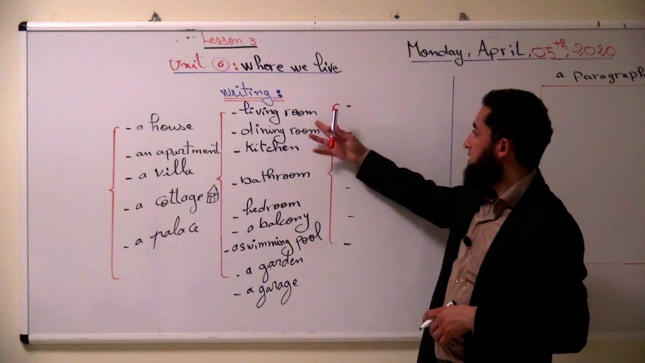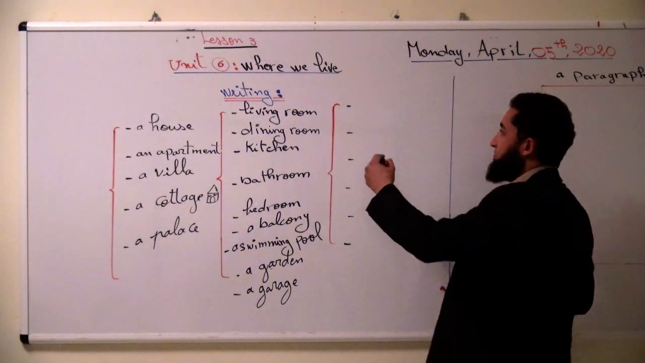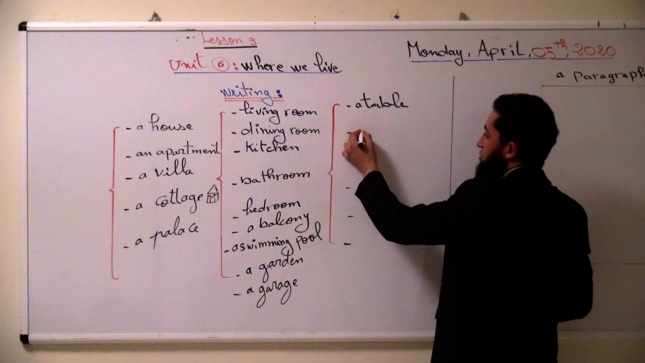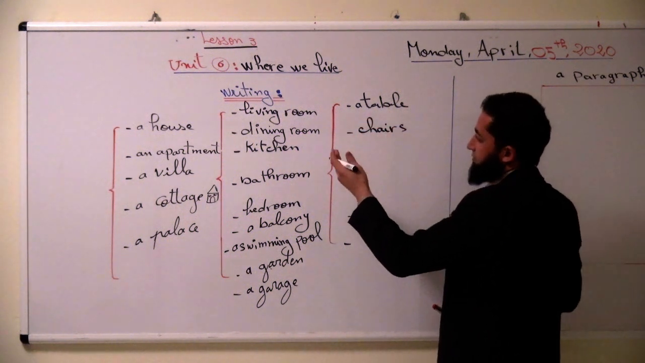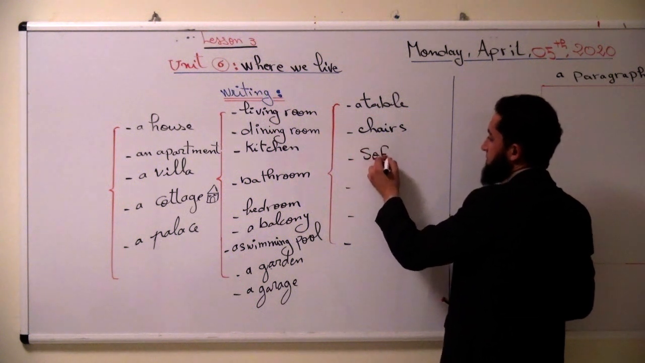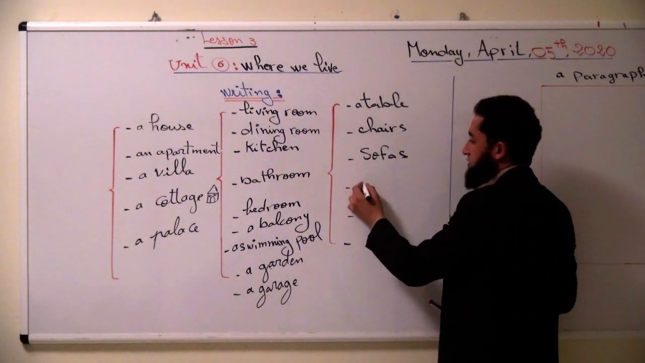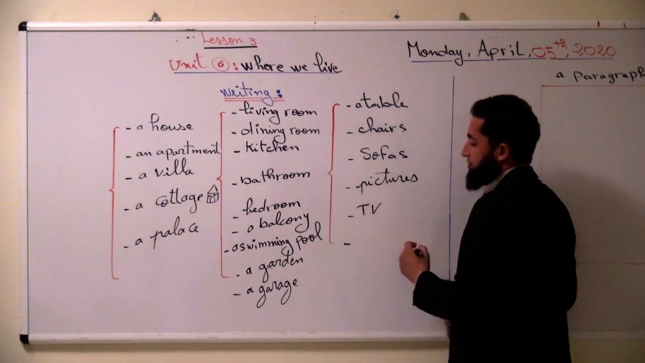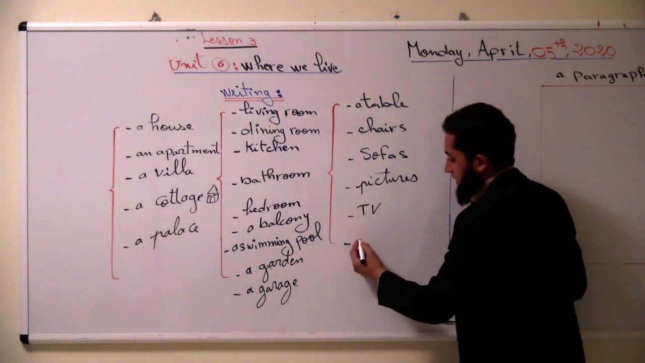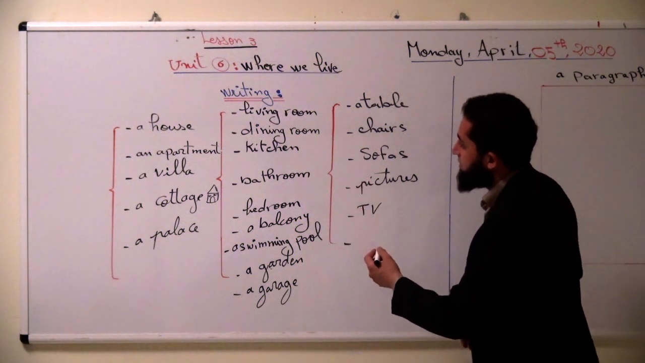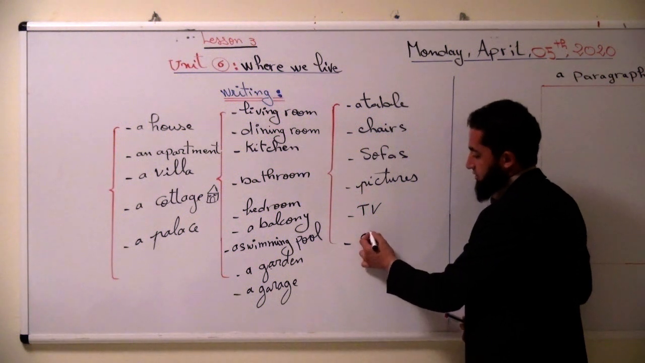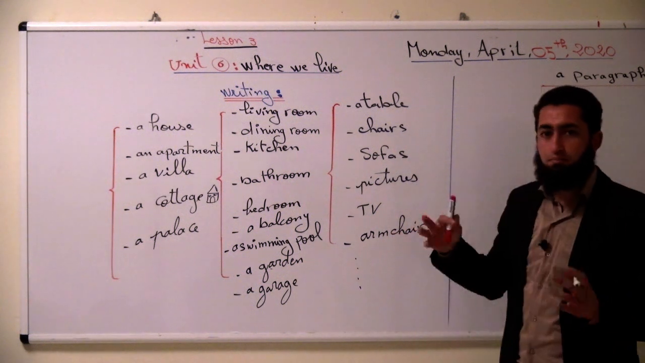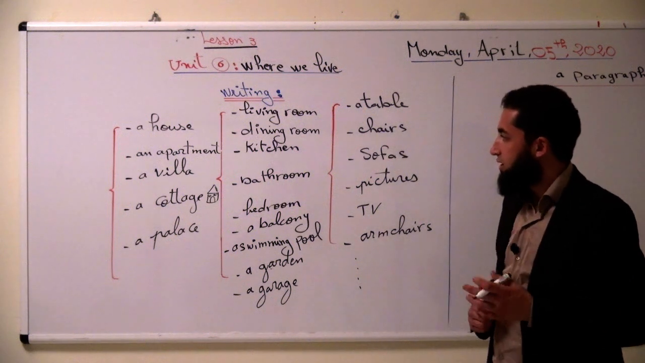And inside these rooms, as we have seen last time, we have objects. For example, if we take the living room or the dining room, we can have a table, chairs, sofas, pictures, television, armchairs, and so on. So we can have many objects, as we have seen last time.